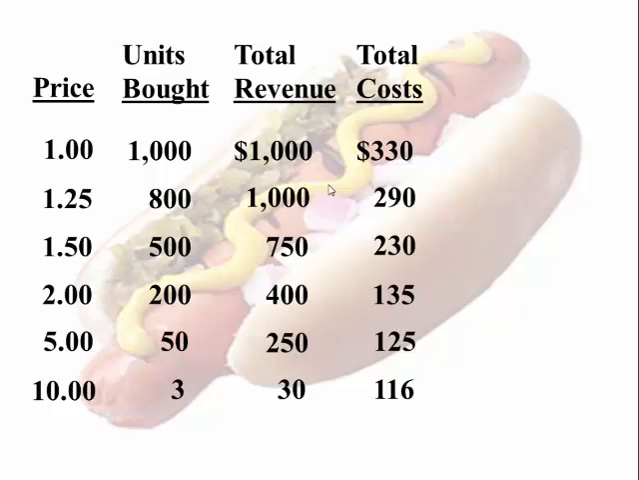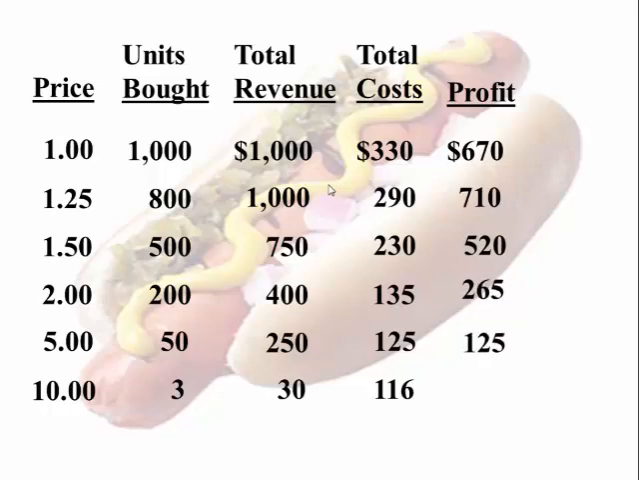When we look at this, then we can figure out what the profit is. Profit is total revenue minus the total cost will give you the profit. If I sell hot dogs for $1, I could make a profit of $6.70. If I sold hot dogs at $1.25, I could make a profit of $7.10. At $1.50, $520. At $2, $265. At $5, $125.